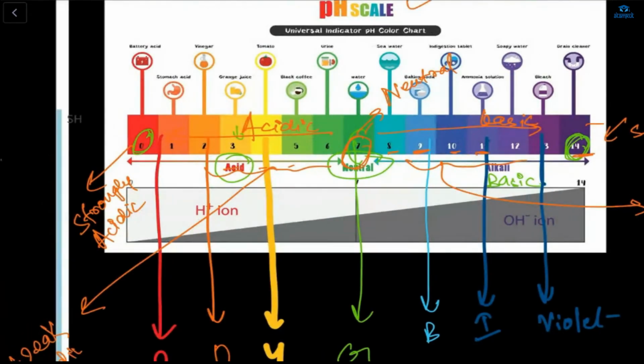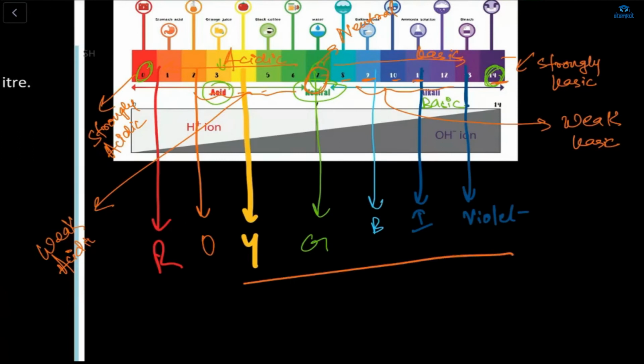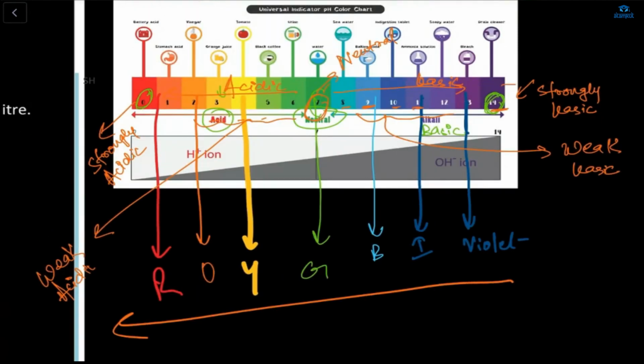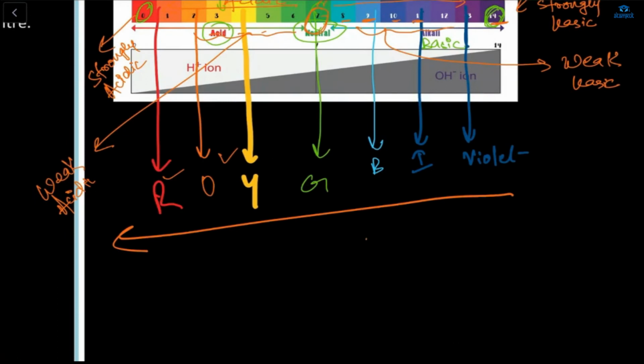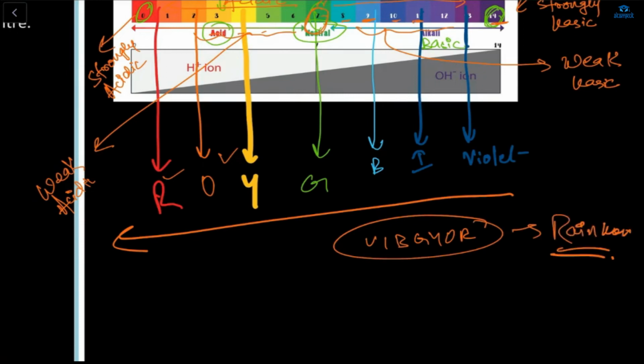And this is 7. See, it's like Vibgyor, the rainbow colors. V for violet, I for indigo, B for blue, G for green, Y for yellow, O for orange, and R for red. This is Vibgyor, and Vibgyor is the color of the rainbow. You can learn like this.